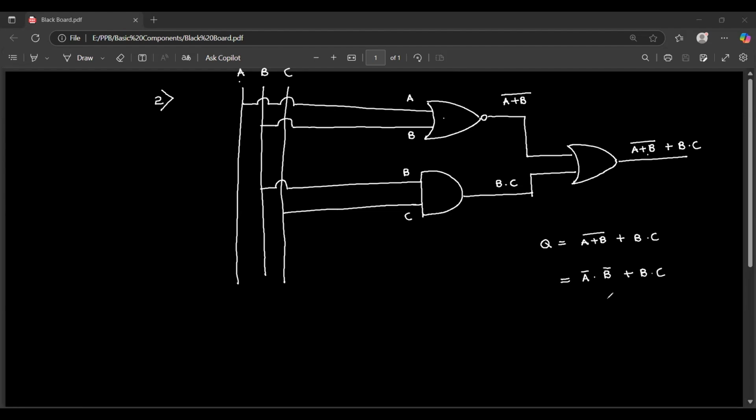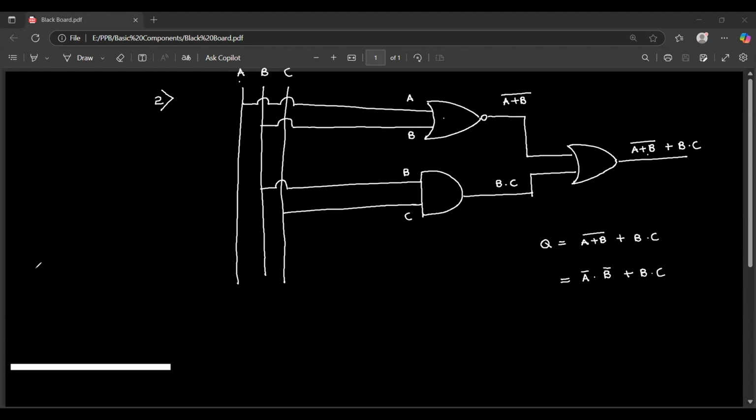Is there anything you can do here to simplify these things? Actually, no. We can't simplify this further. Therefore, we can stop here itself.